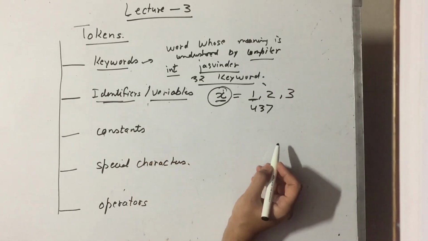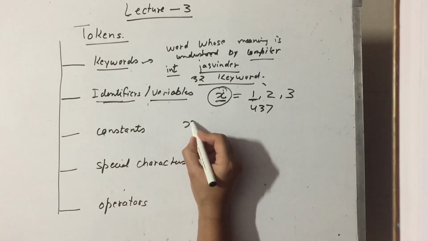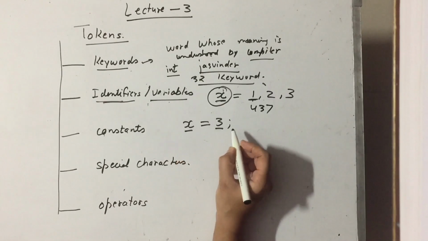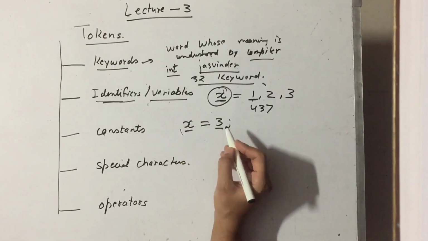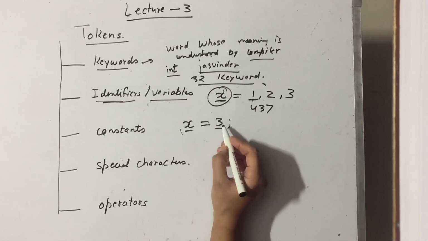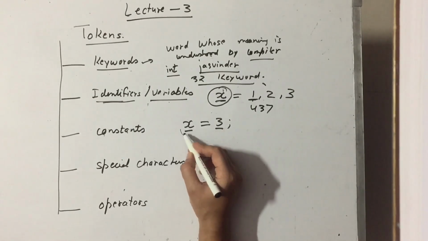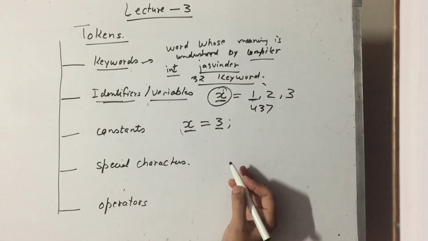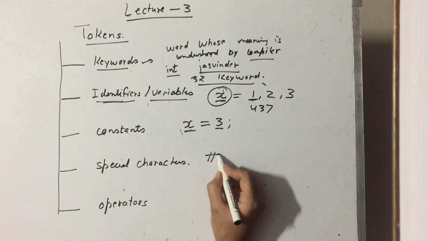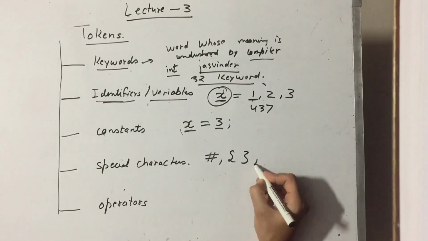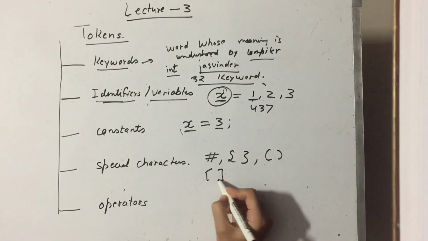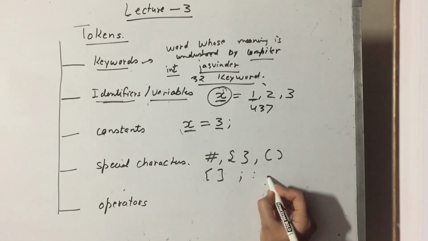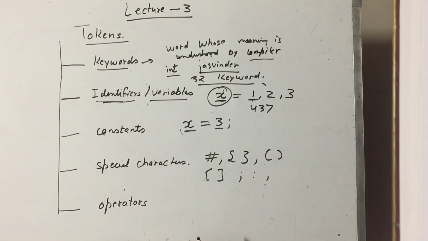Then we move on to constant. What is a constant? Suppose I give a value 3 to x. So x now is a constant whose value is 3. मैंने इसको एक permanent या regular value दे दी है 3. So x is a constant. Special characters include all the special symbols I've already discussed. Suppose hash, we have curly brackets, simple brackets, square brackets, semicolon, full colon, and comma. These are all special characters.